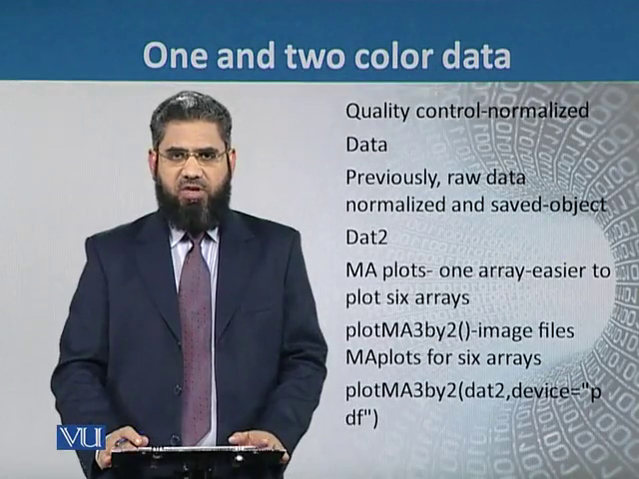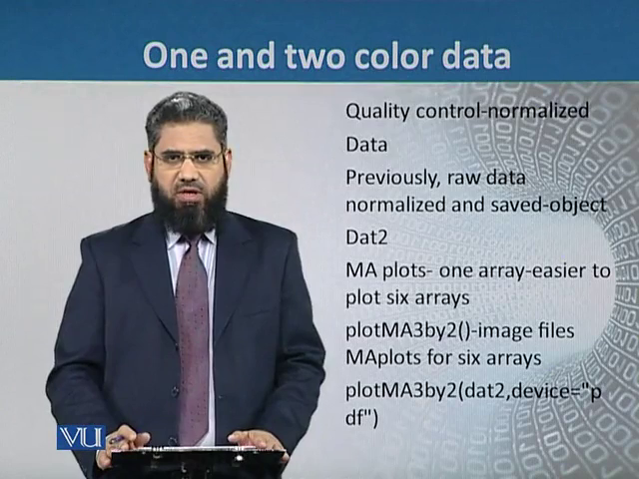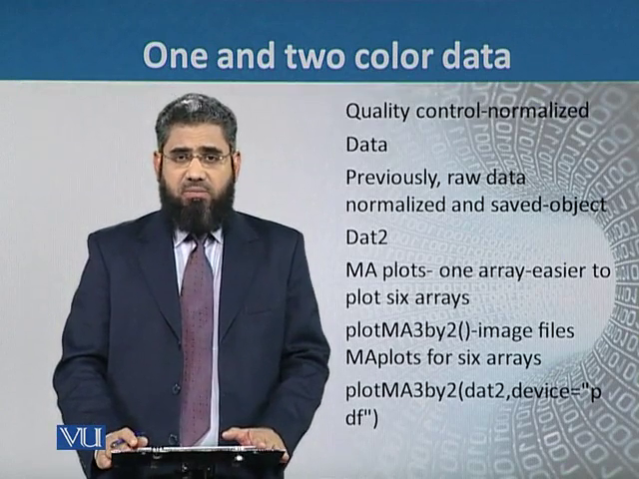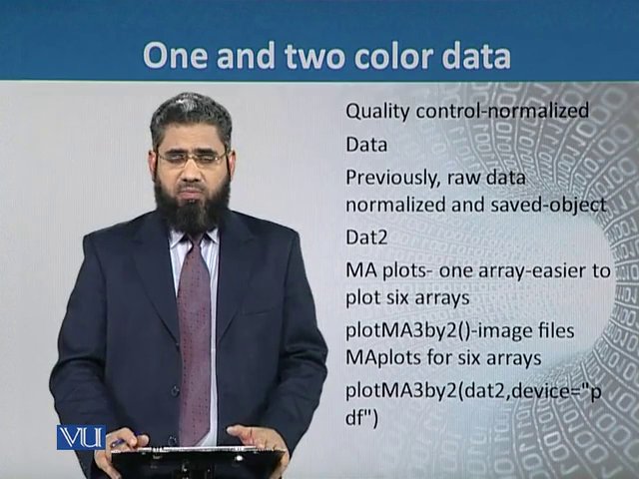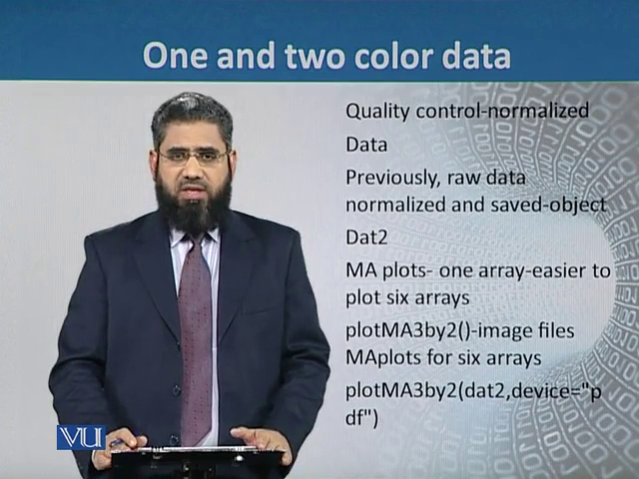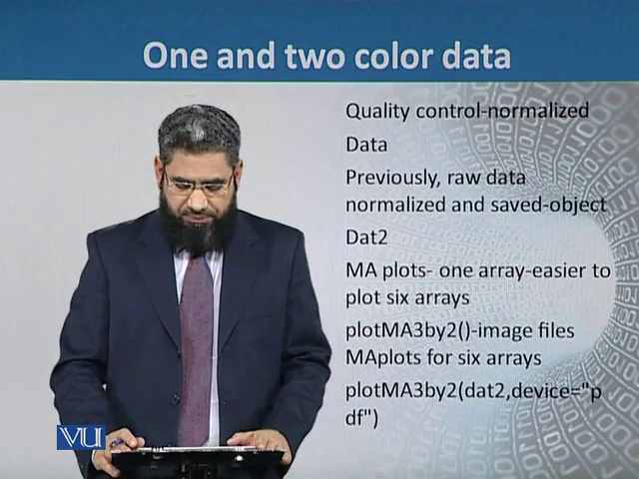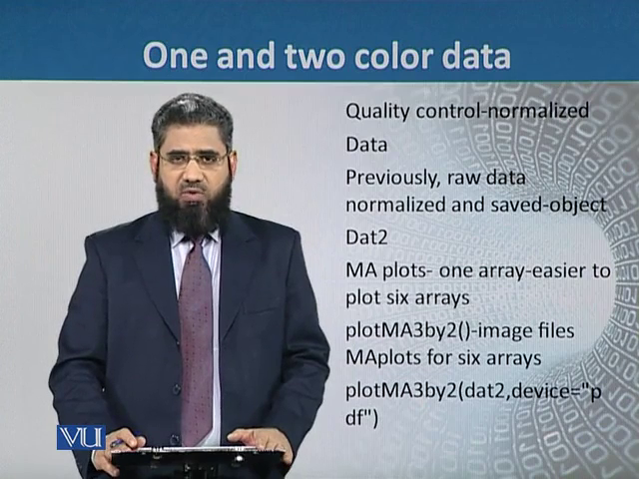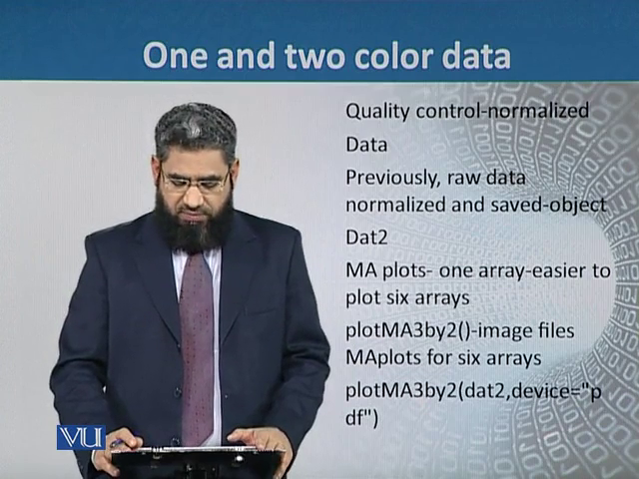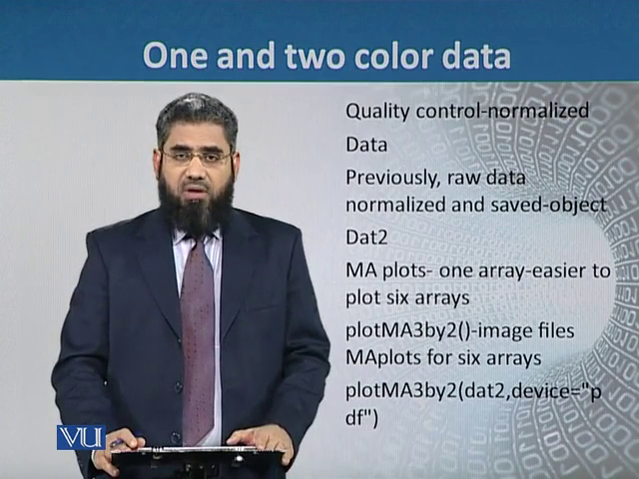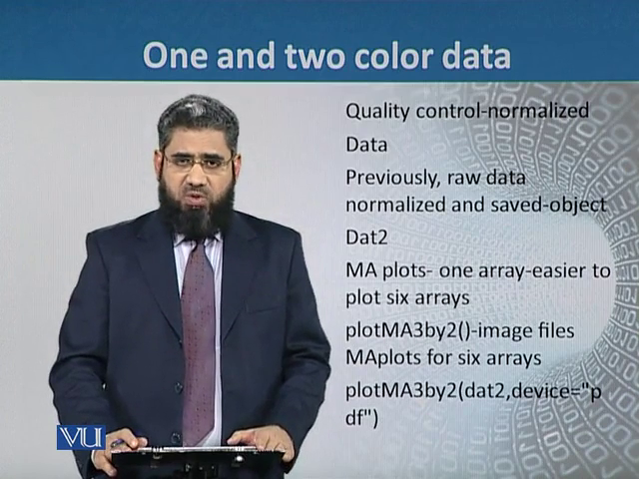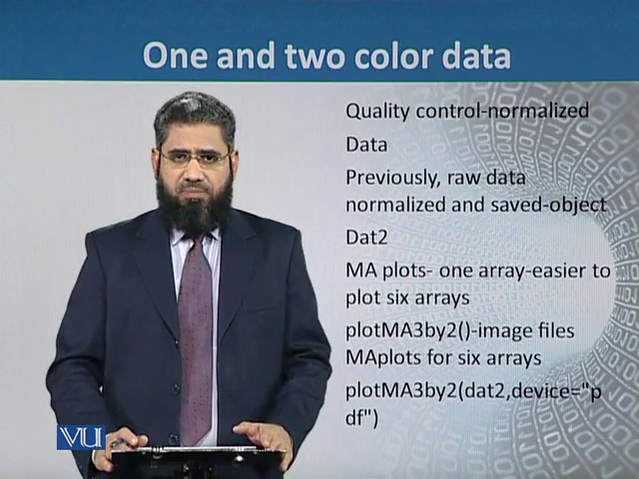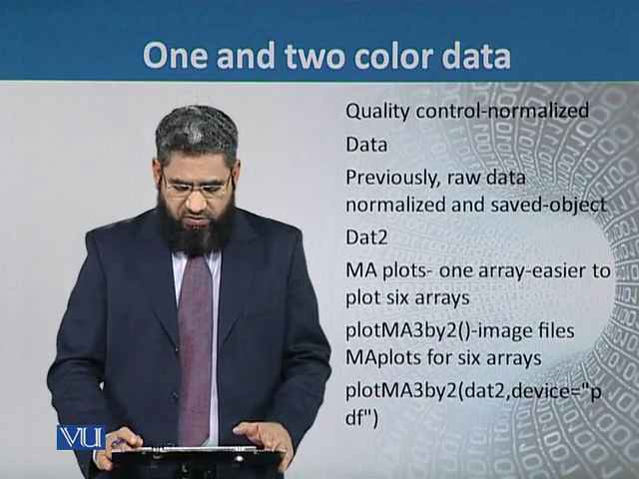Now we will see the difference in the quality checks of the Agilent 1 color and 2 color data. As we have seen earlier, for the Agilent data we have to do the normalization first and then check the quality of the data. Previously we saw that the raw data is converted into normalized data and saved as an object, dat2. The same dat2 object we will use for checking the quality of the data.